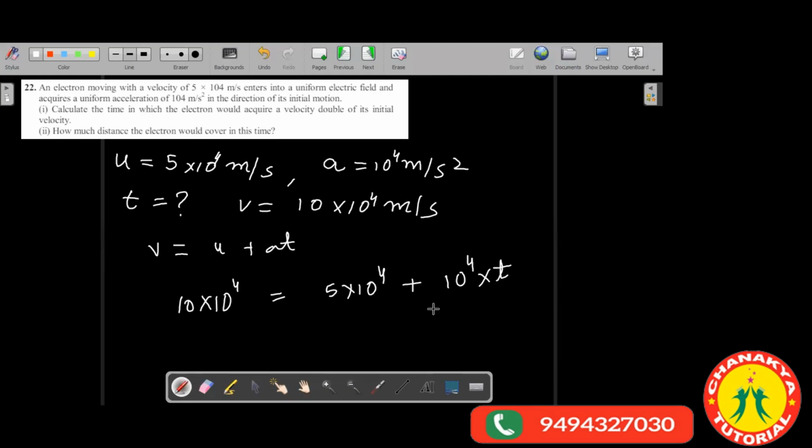You can take out 10 to the power 4 common from either side, or you can even subtract this. So there are various ways. Either you take out 10 to the power 4 common here, you will get 5 plus t, and here you have 10 multiplied by 10 to the power 4. So 10 to the power 4 and 10 to the power 4.